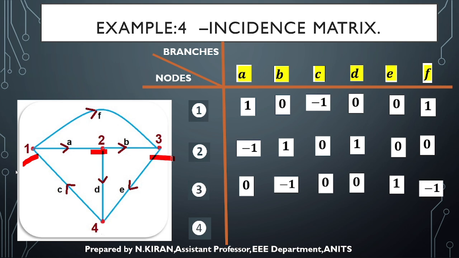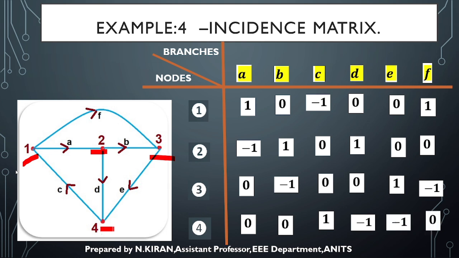And the last node, that is the fourth node, A, B branches are nowhere in relation, so 0. C branch is away from the fourth node, so it is plus 1. D is towards the fourth node, so minus 1. E is also towards the node, so minus 1. F branch is nowhere related to the fourth node, so it is 0.